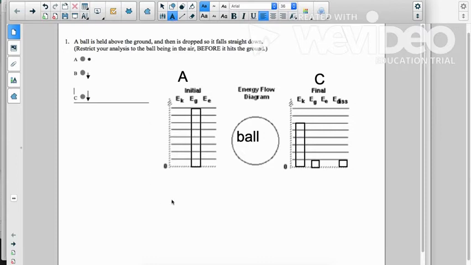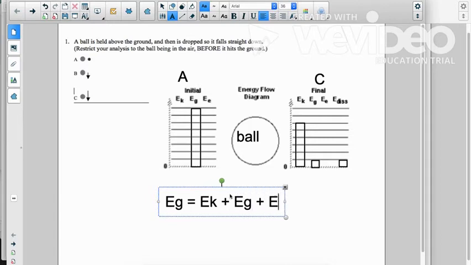And the last thing you need is your energy sentence. Usually I have it written here. EG on the left side equals EK plus EG plus EDIS on the other side.